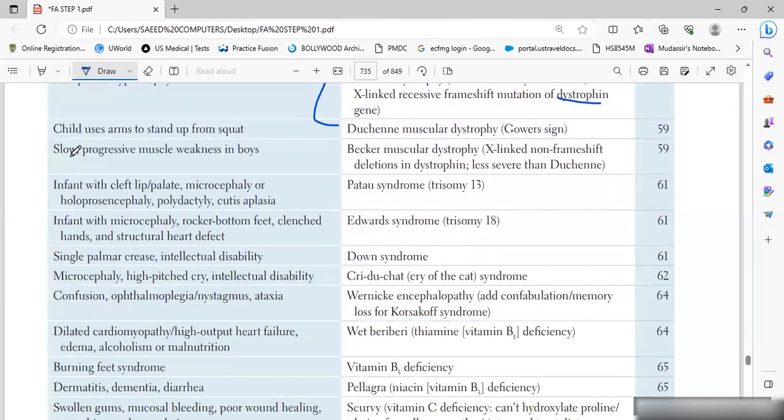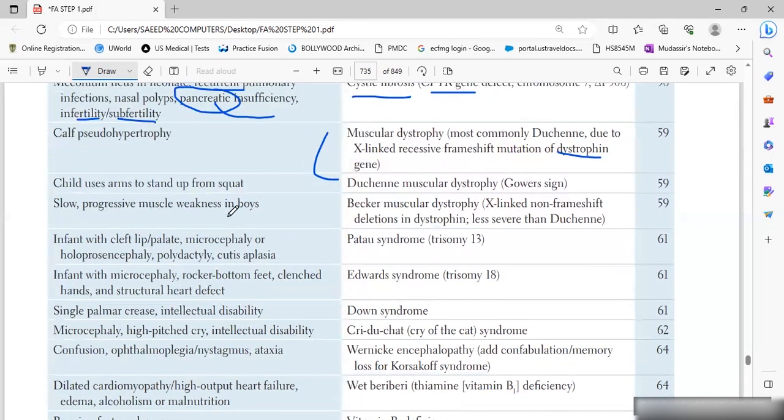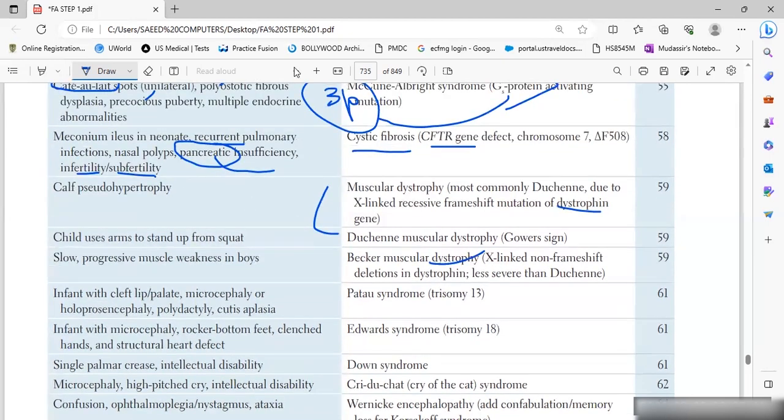Then slow progressive muscular weakness in a boy is Becker muscular dystrophy. Okay, we are done.